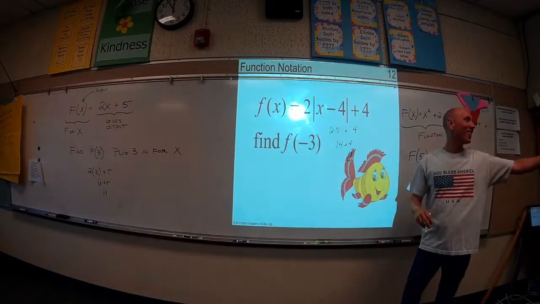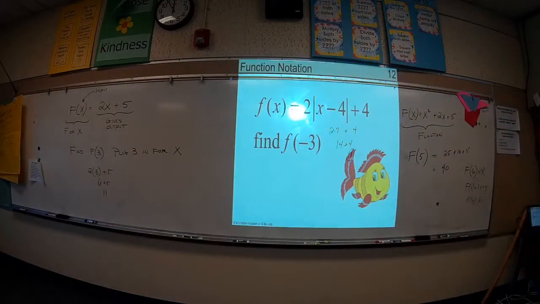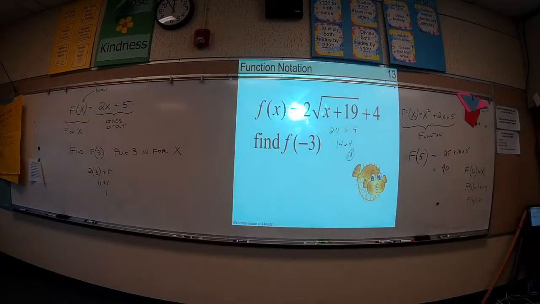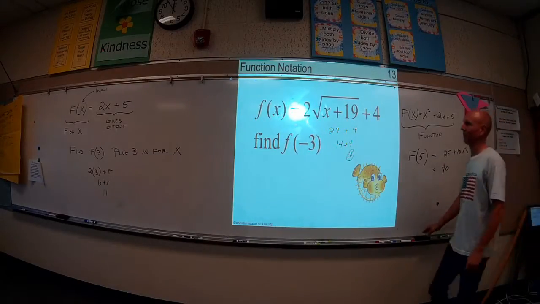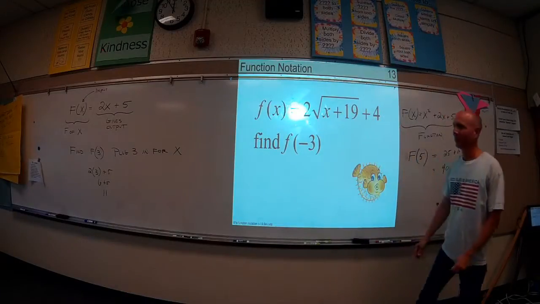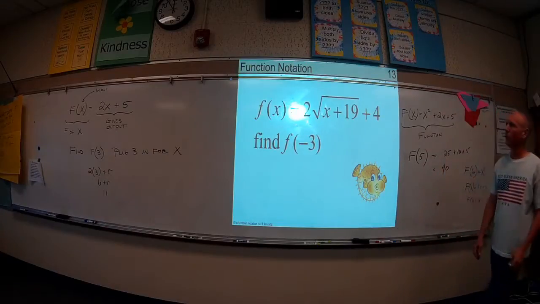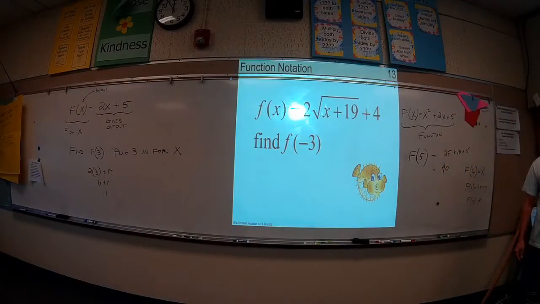I added the 4 to 14 and got 20, so that's what I did. Wait, does it go all the way or just to 19? The square root of x plus 19. Okay. I don't know what the square root is. Don't we have square roots on the calculator?